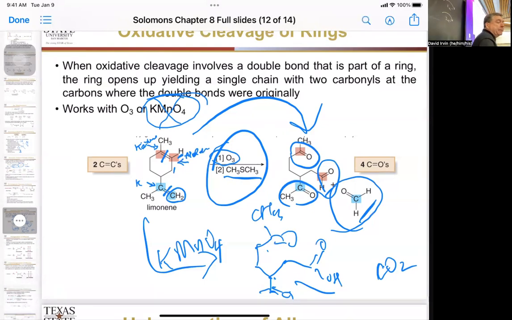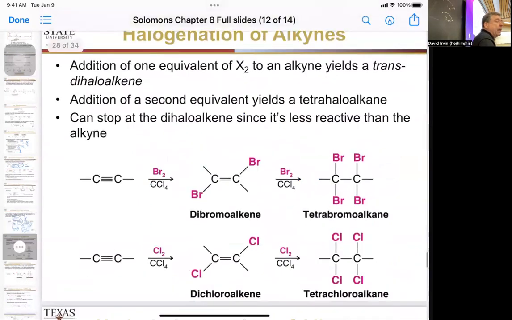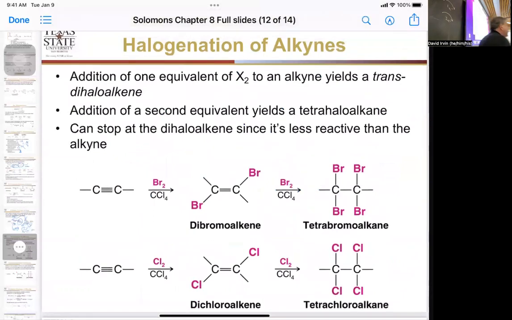All right. So let's talk about alkynes. So alkynes do all the same reactions that alkenes do, except you can do them twice.